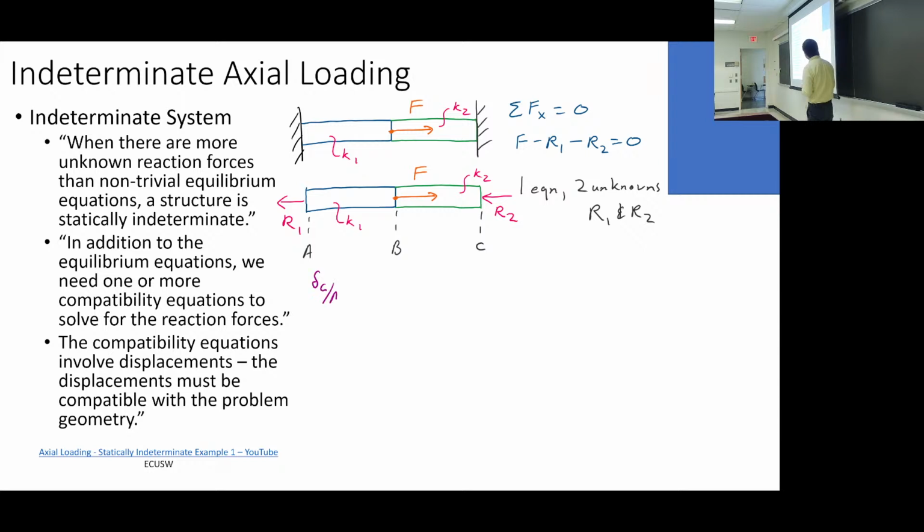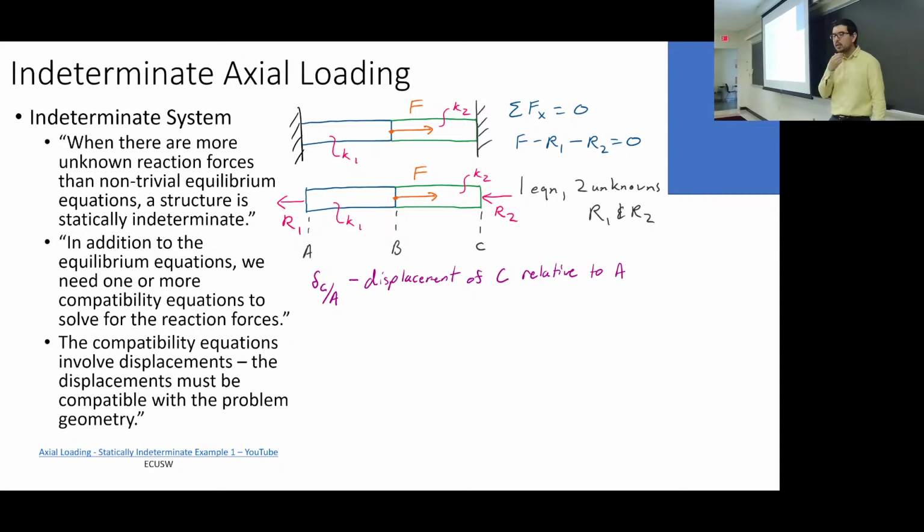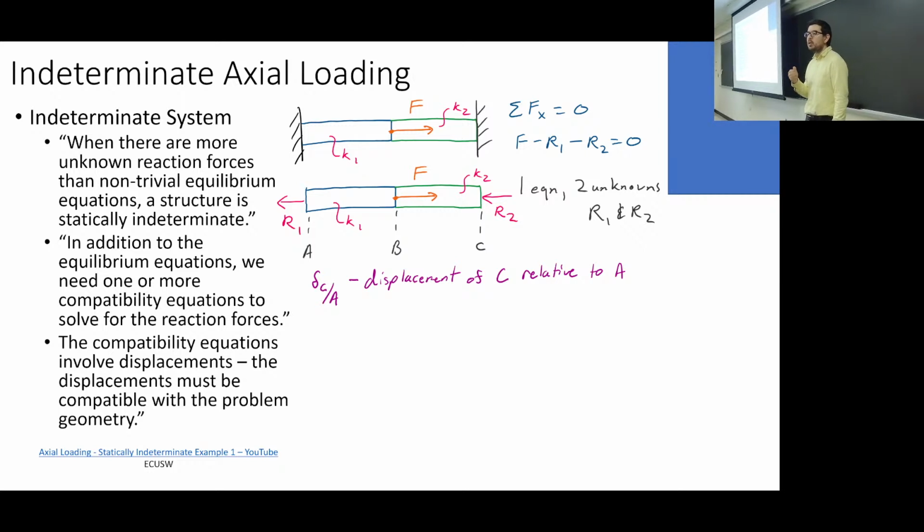So what do we do? We introduce the displacements, and through them we introduce compatibility or constitutive relationships, which is the K, essentially. One way of writing deformation, which does have to do with displacement, but maybe deformation is a better way to write it, is delta C slash A. What does this mean? We're interested in how C changes relative to A.